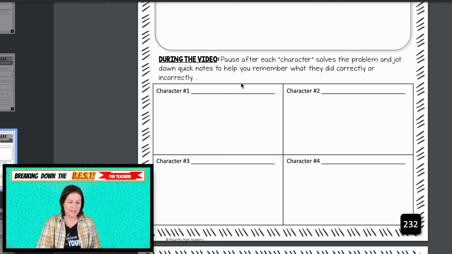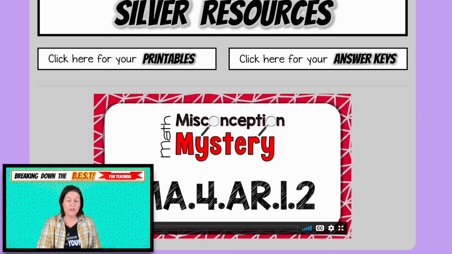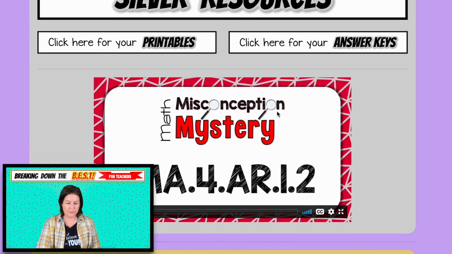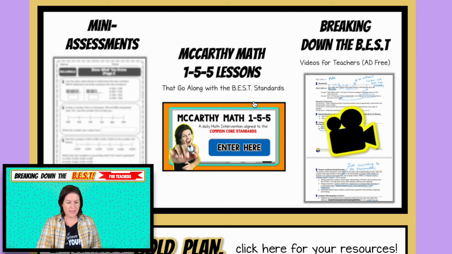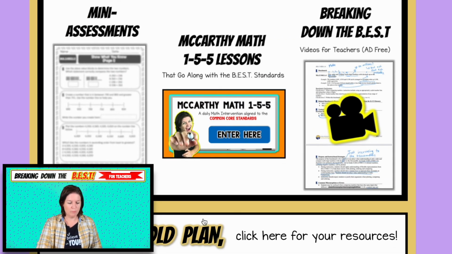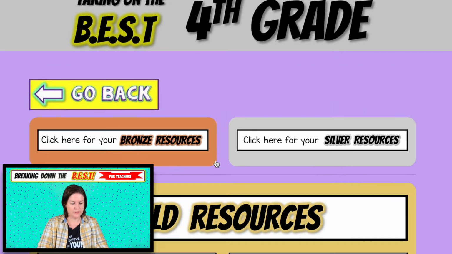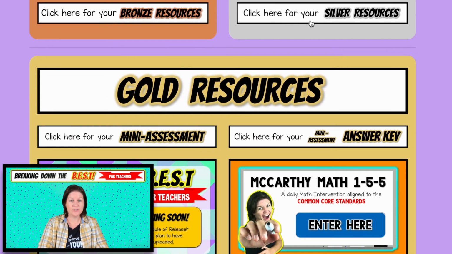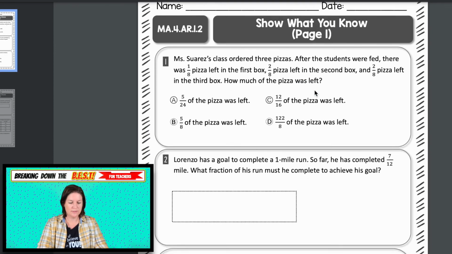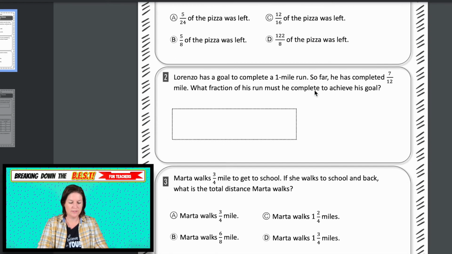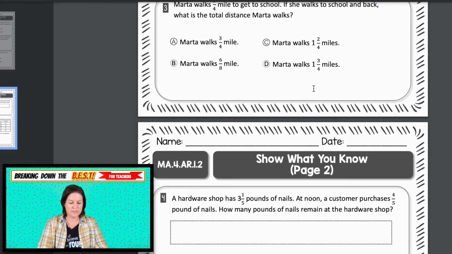So these are super fun and promote great discussions with your students. Great for whole group, and great for small group stations once your students get the understanding of what's required of them. Okay, then if you have the gold plan, let's check that out. You can go back to your bronze and your silver at any time. You have a mini assessment here, aligned to this standard with a variety of question types.